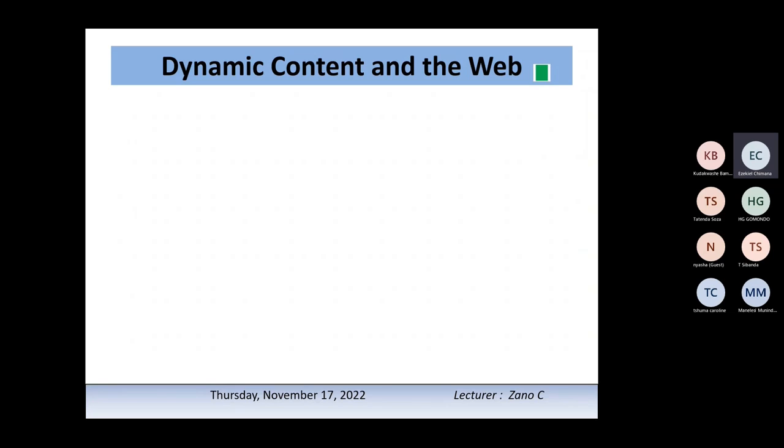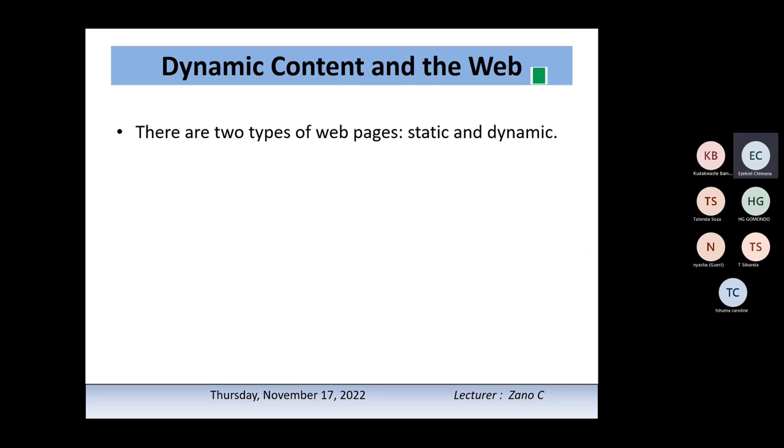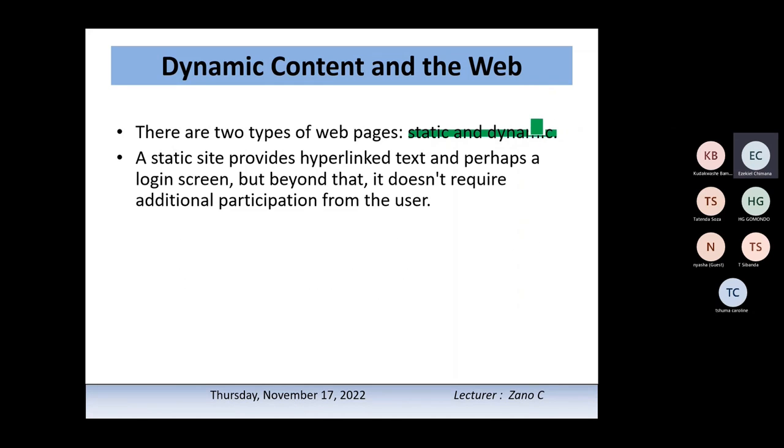So let's talk about dynamic content versus the static website. There are two types of web pages, the static and the dynamic web page. A static site provides hyperlinked text and perhaps a login screen, but beyond that, it doesn't require additional participation from the user. So it's just a static website. Nothing changes there. You just log in and then you just read on the website. You cannot modify it or do anything on it.